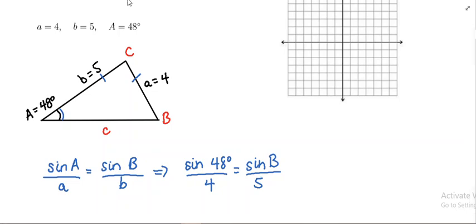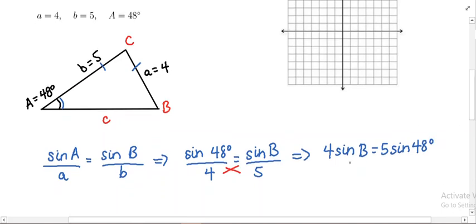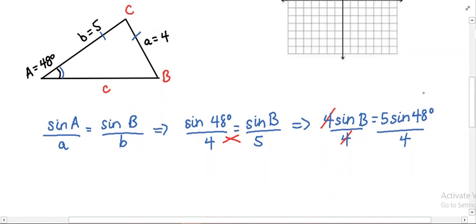All right, so we've got one fraction equal to another, so we are going to cross multiply here. This is going to tell us that 4 times the sine of B is equal to 5 times the sine of 48 degrees. To solve for angle B, we're going to first divide both sides by 4. On the left side, the 4's will cancel. I'm going to go ahead and compute this decimal for you. It's actually going to be important, so that's why I am computing it.